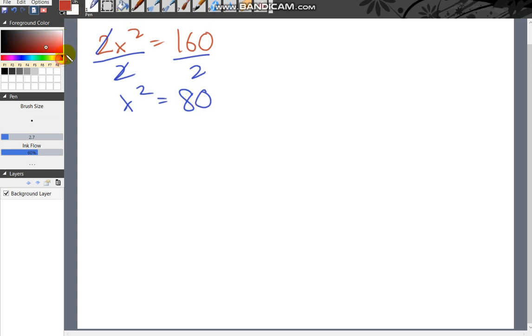Next, what we want to do is get rid of the square. So in order to get rid of this square, we are going to take a square root of both sides, square cancels out with the square root, and then we get x equals the square root of 80. Now what we have is, we want to break up 80 now.